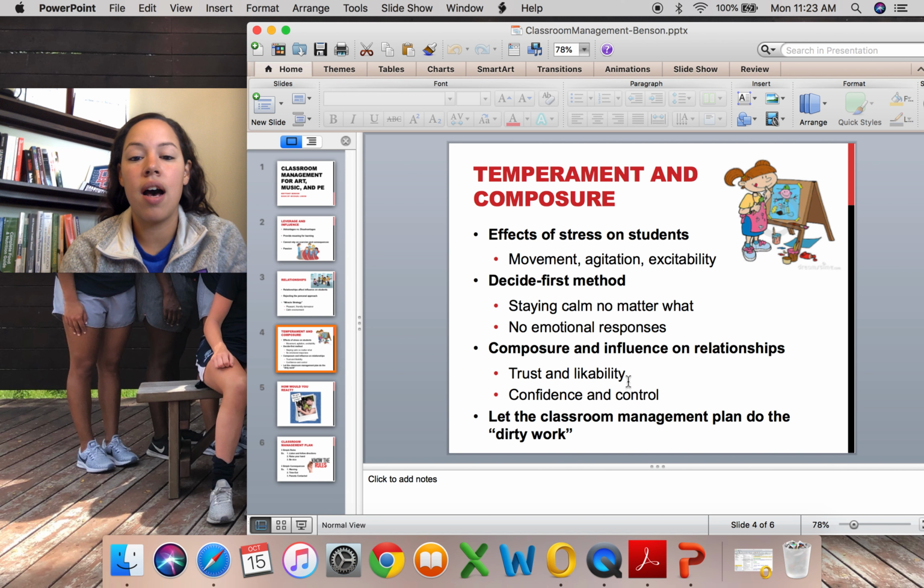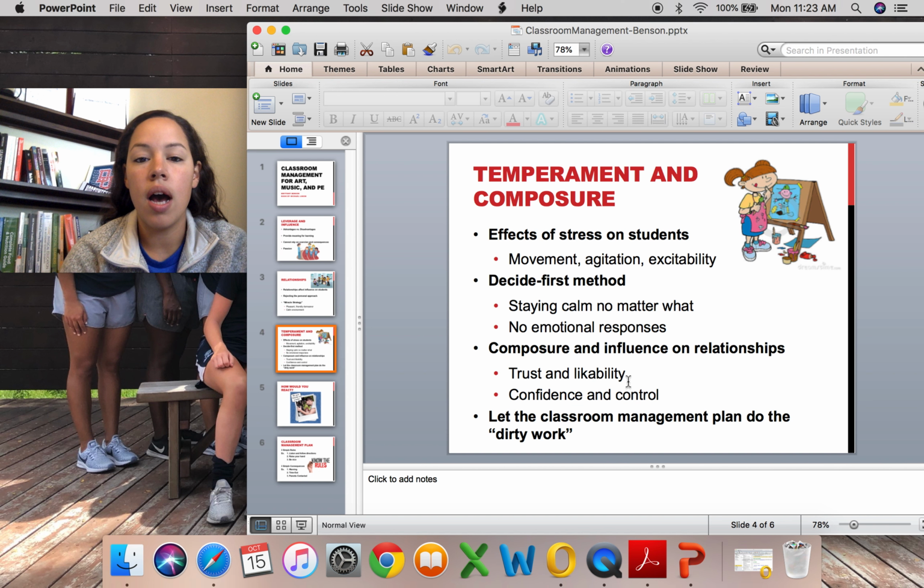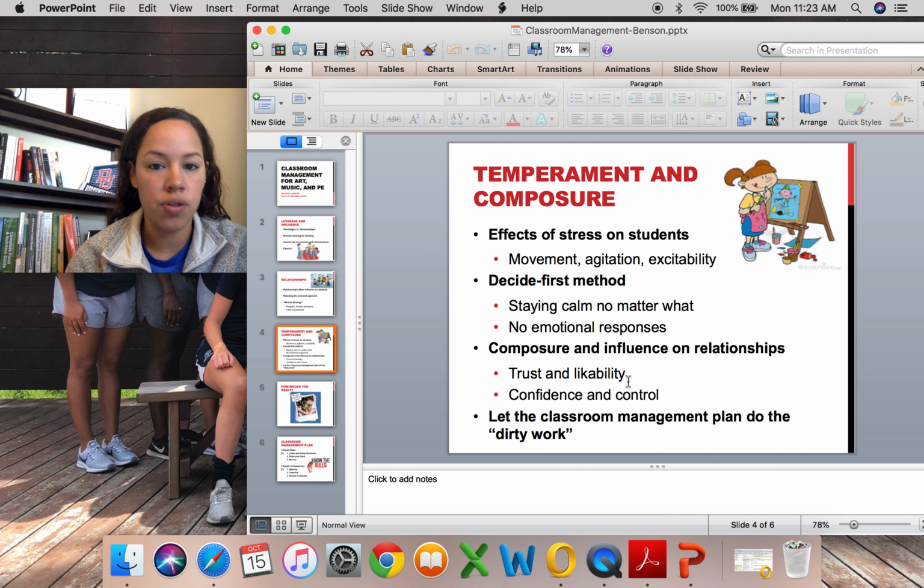And then Linson really goes into depth with temperament and composure. He truly believes, along with his miracle strategy of just being friendly and pleasant to students rather than trying to really, really get to know them in depth, if you can create a stress-free environment, this is directly going to affect your students and how they behave in your class.